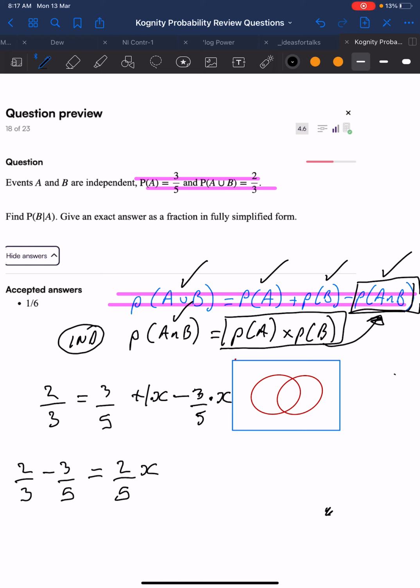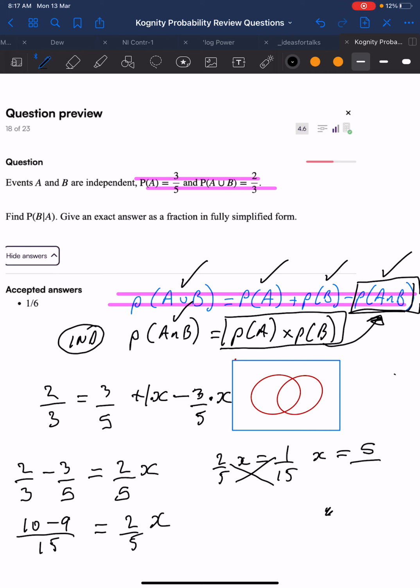I'll change this to 15ths, times 5 is 10, times 3 is 9. Okay, so 2/5 x equals 1/15, therefore x equals 5 on the top, 30 on the bottom, equals 1/6. That seems to be pretty good. So I think probably I've got enough information. I've got this little guy waiting for me, and I think I can fill all of this in now with all the relevant pieces.